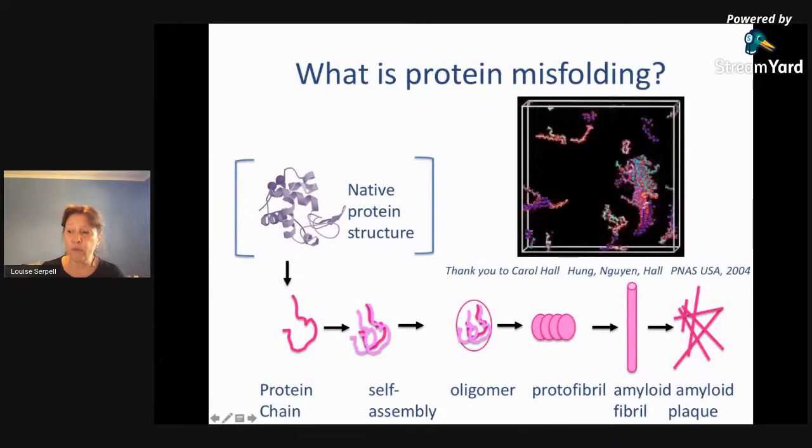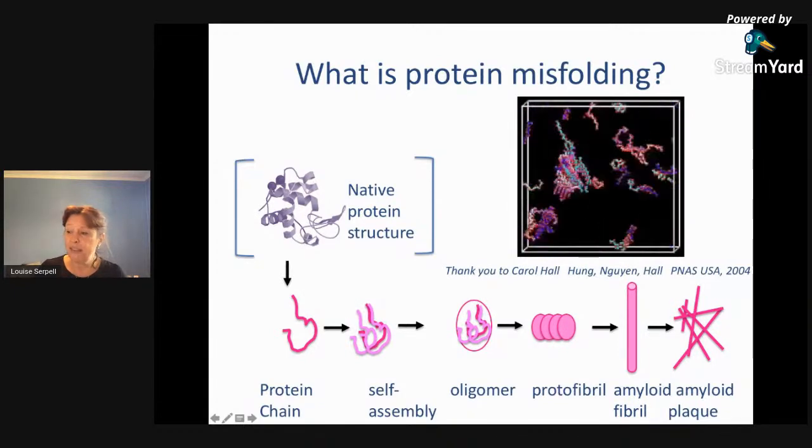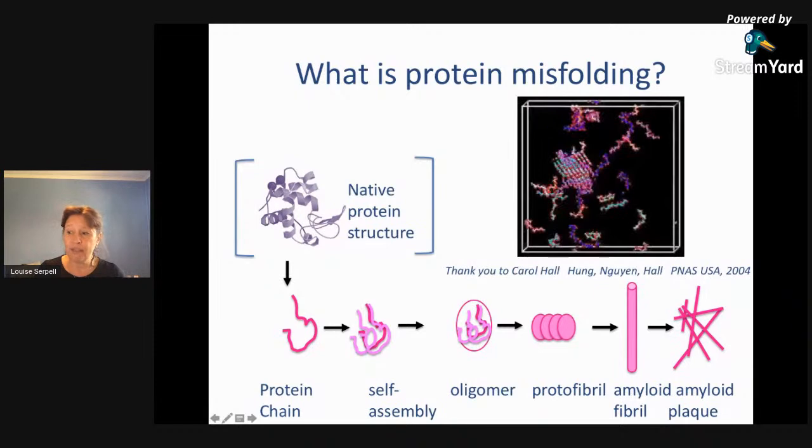proteins. These are identical proteins. They then go on to form a protofibril, and at this stage they become a little bit structured, and then we get the amyloid fibril, which I'll talk a lot about, and finally this is a deposited amyloid plaque, so lots of amyloid fibrils in an amyloid plaque. And while I was speaking, what you maybe saw was this little movie.